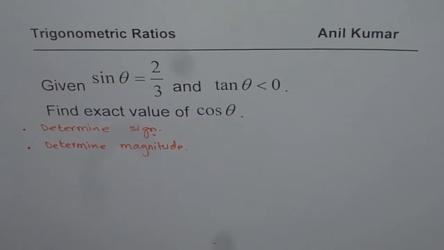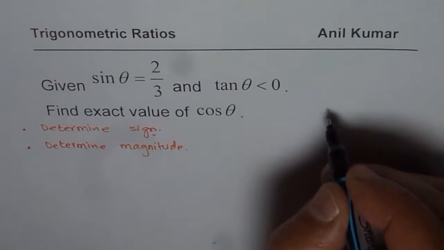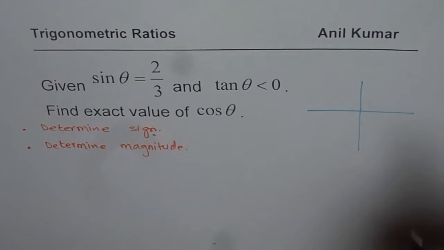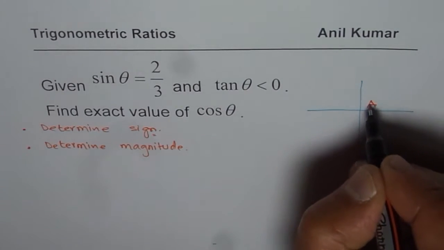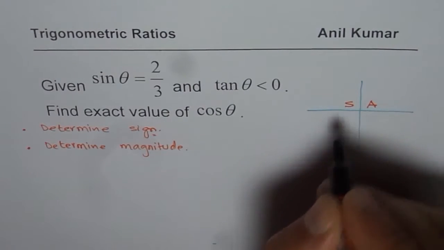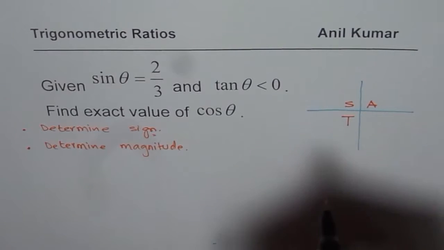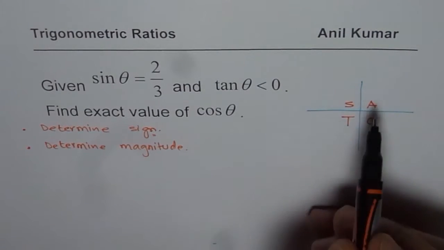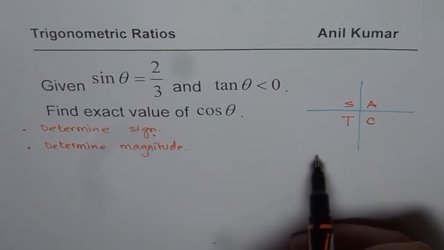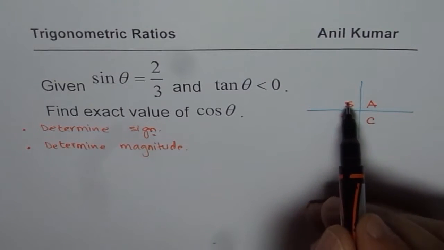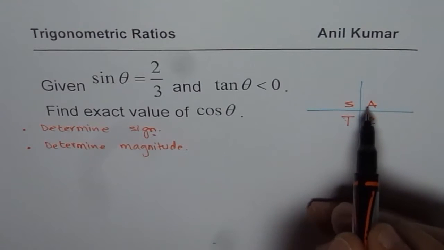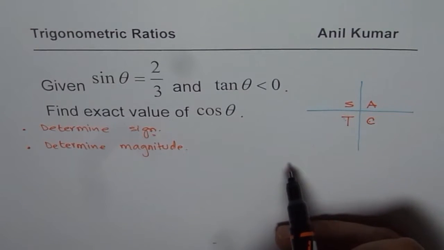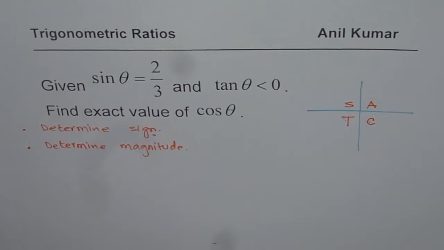Now, how to find the sign? To find the sign, we'll look into the CAST rule, right? So we know that all are positive in quadrant 1, sine is positive in quadrant 2, tan is positive in quadrant 3, cosine is positive in quadrant 4. So I say all silver teacup, and you say CAST rule, right? Cosine is positive in quadrant 4, all in 1, sine in 2, tan in 3. Well, that is what it is.